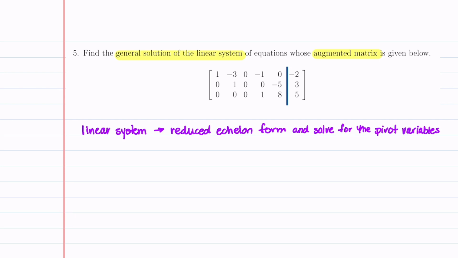To find the general solution, we're going to take our linear system and put it in reduced echelon form, and then solve for our pivot variables. Let's go ahead and do that. I'm going to start by copying down our matrix. That's always a good idea.